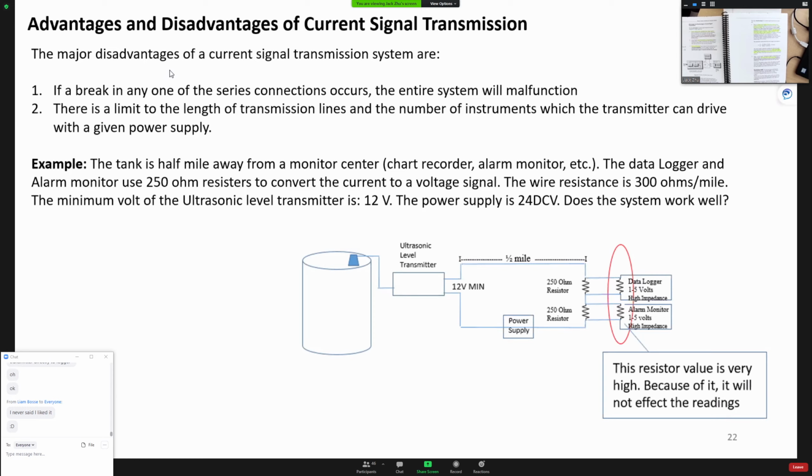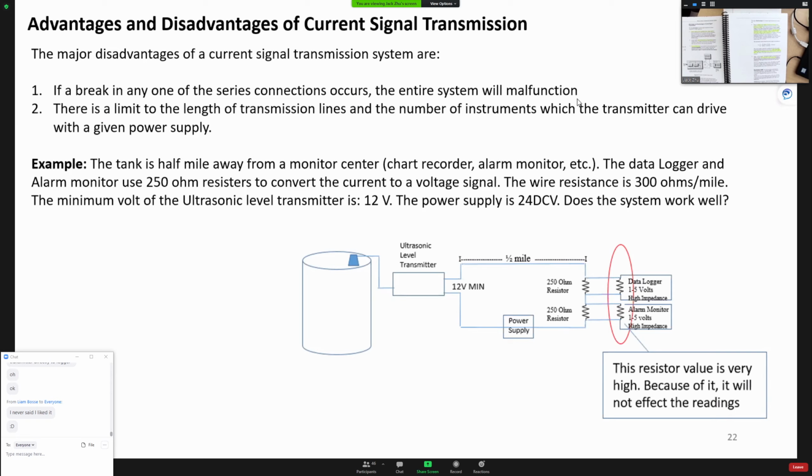So, major disadvantages: for everything, if you have an advantage, you will have a disadvantage. They will give you a live 0 signal. That's a good thing, because if something goes bad, the system will understand. But if any of the equipment is not working or the wire is broken, the entire system will not work.